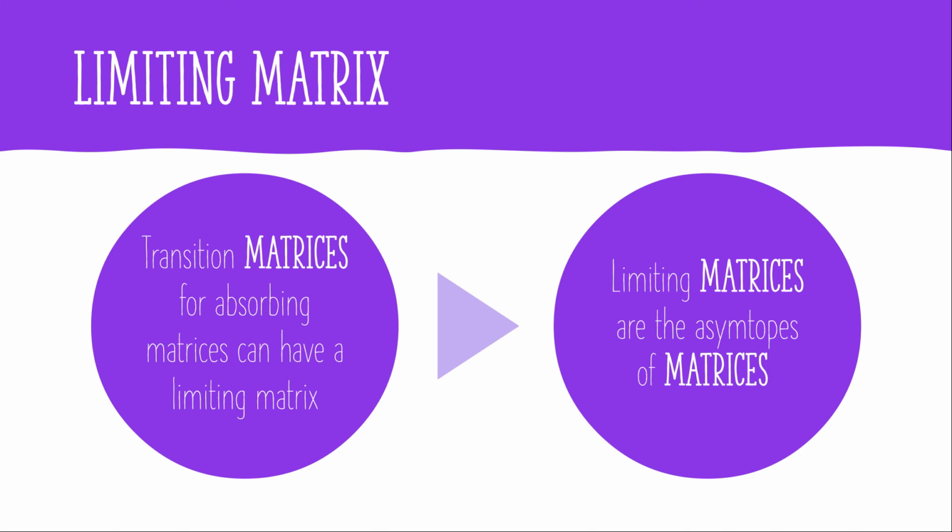Transition matrices for an absorbing matrix can have a limiting matrix. Limiting matrices are basically the asymptotes for matrices.